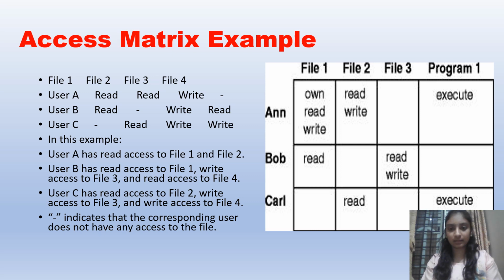Access matrix example: file 1, file 2, file 3, file 4. User A: read and write; user B: read, write and read; user C: read, write, write. In this example, user A has read access to file 1 and file 2. User B has read access to file 1, write access to file 3 and read access to file 4. User C has read access to file 2, write access to file 3 and write access to file 4. Double inverted commas indicate that the corresponding user does not have any access to the file.